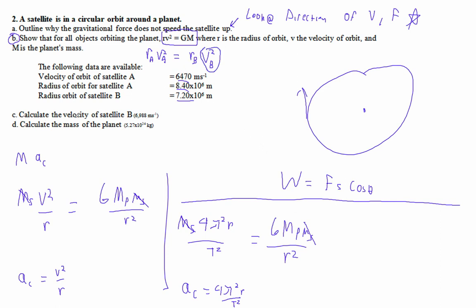And then calculate the mass of the planet. That's pretty easy too. You're just going to use R A, which you have, times V A squared. That's going to equal G, which is 6.67 times 10 to the minus 11th, times the mass of the planet. So just go this times this divided by that.